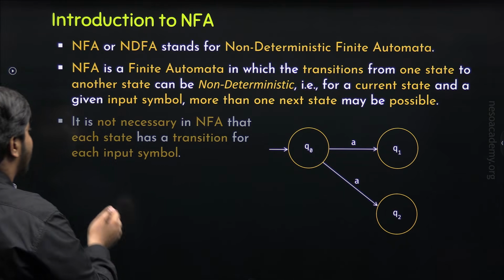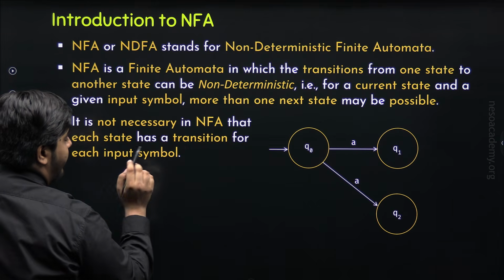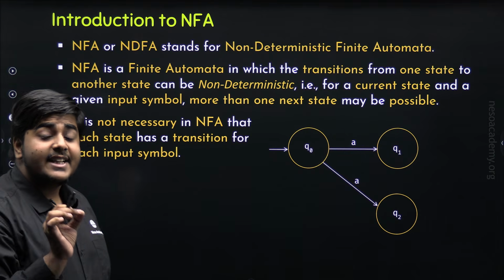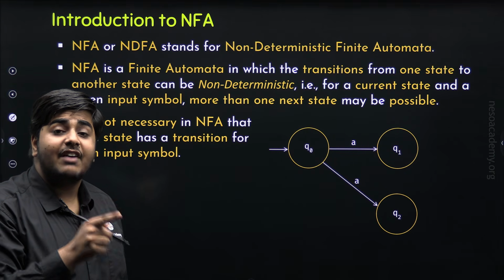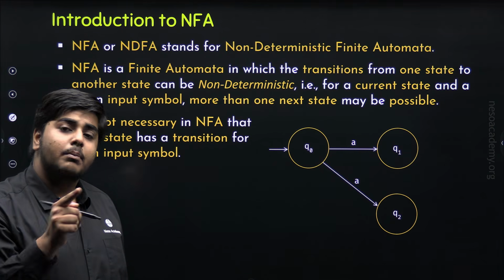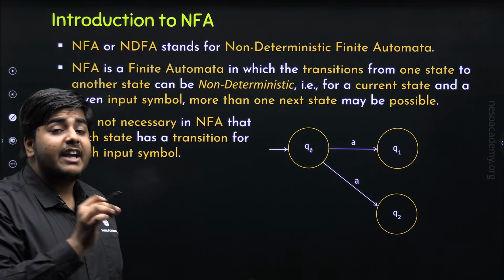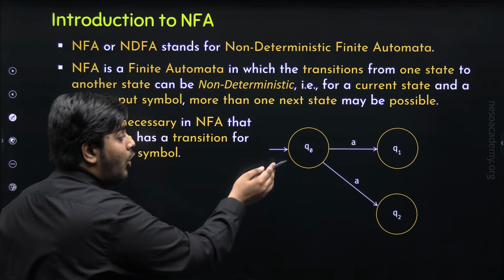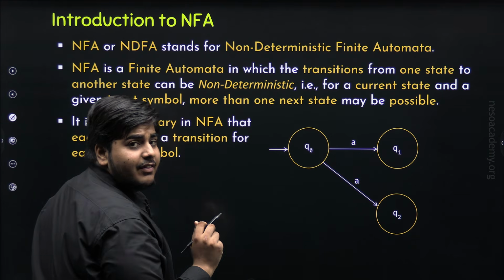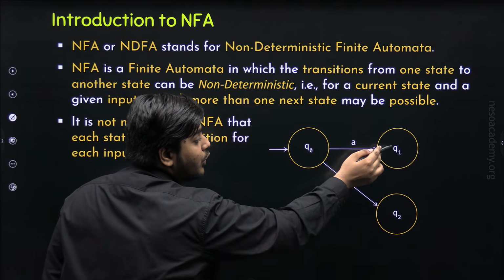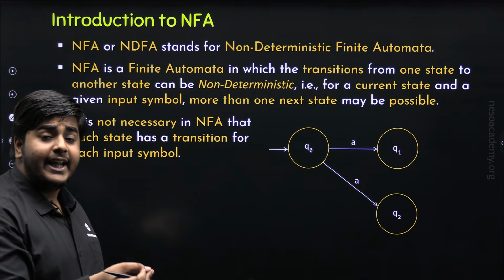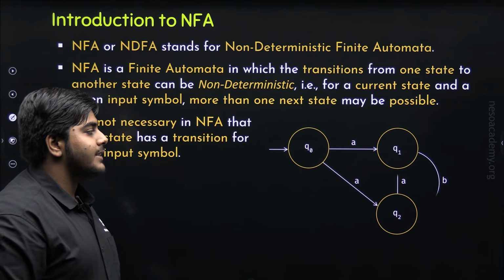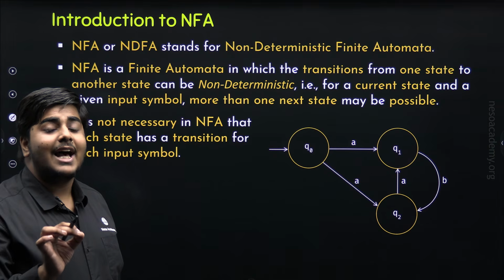Now let's see the next point. It is not necessary in NFA that each state has a transition for each input symbol. It was necessary in DFA that every state should have a transition for every input symbol. But in NFA, it is not necessary that every state should have a transition for every input symbol. Like here you can see, Q0 has a transition for A, but it doesn't have a transition for B. Similarly, Q1 and Q2 don't have transitions for A as well as B, but still it is a valid NFA. If I add a few more transitions, then it will still remain a valid NFA.